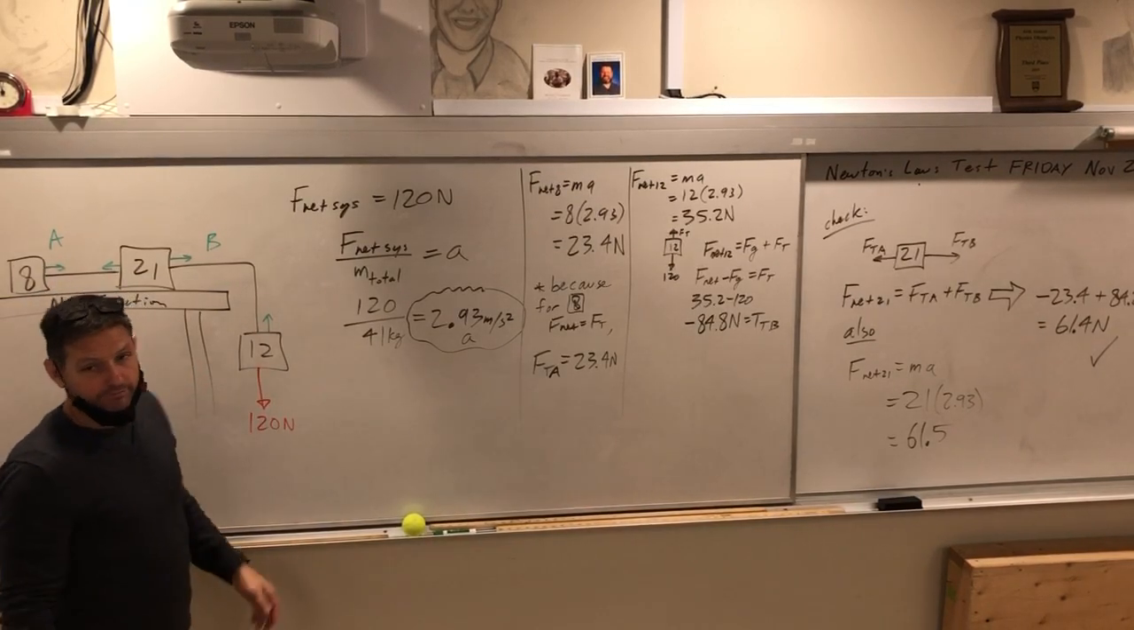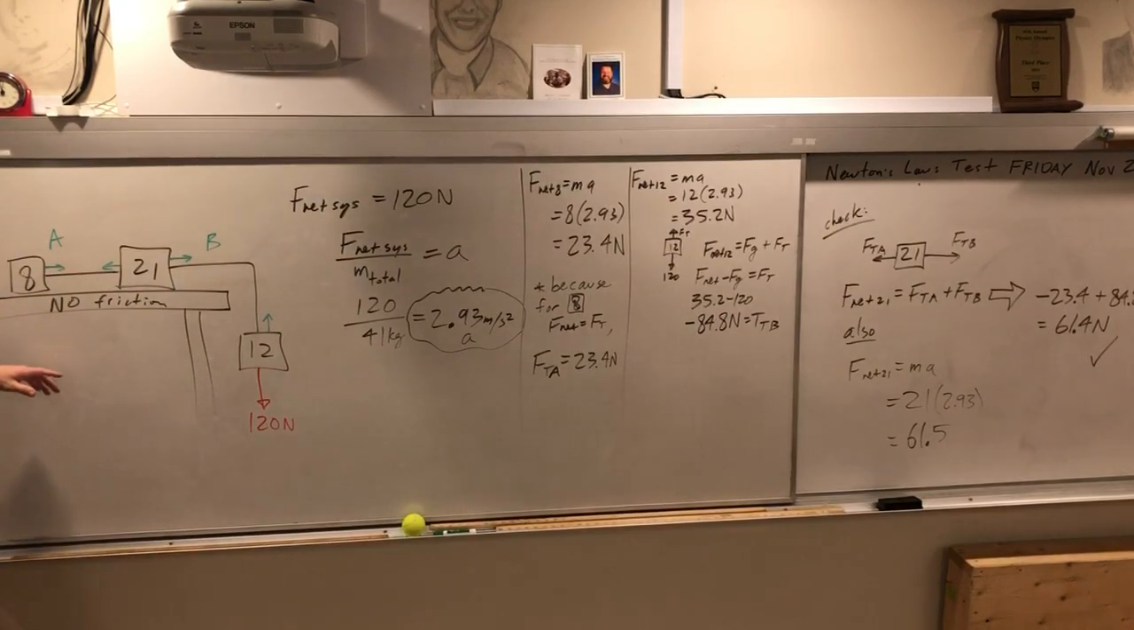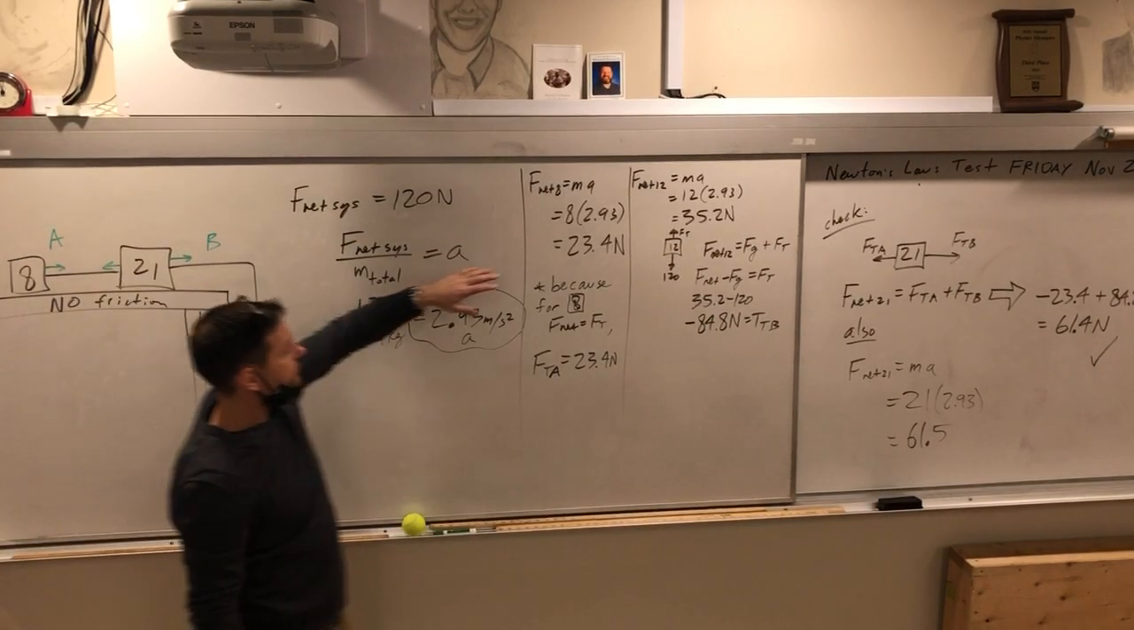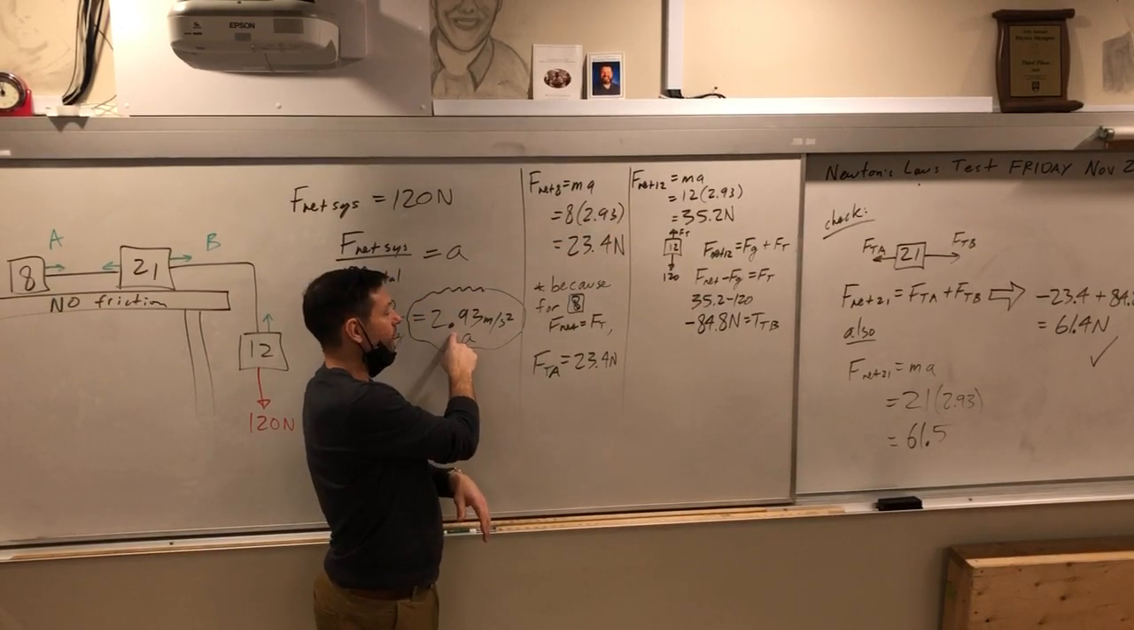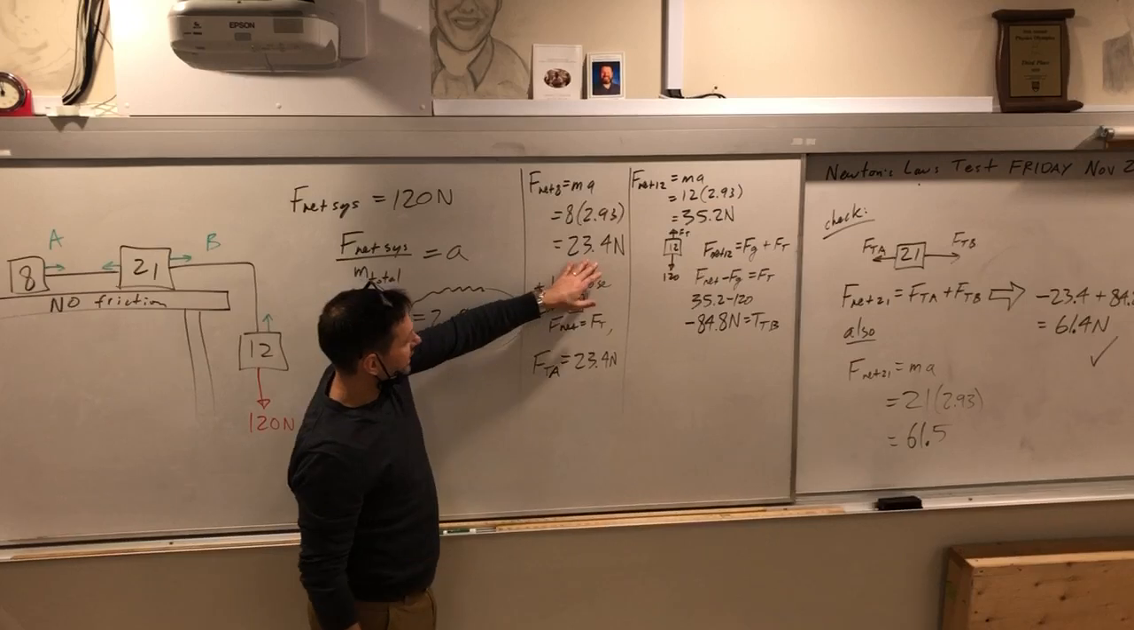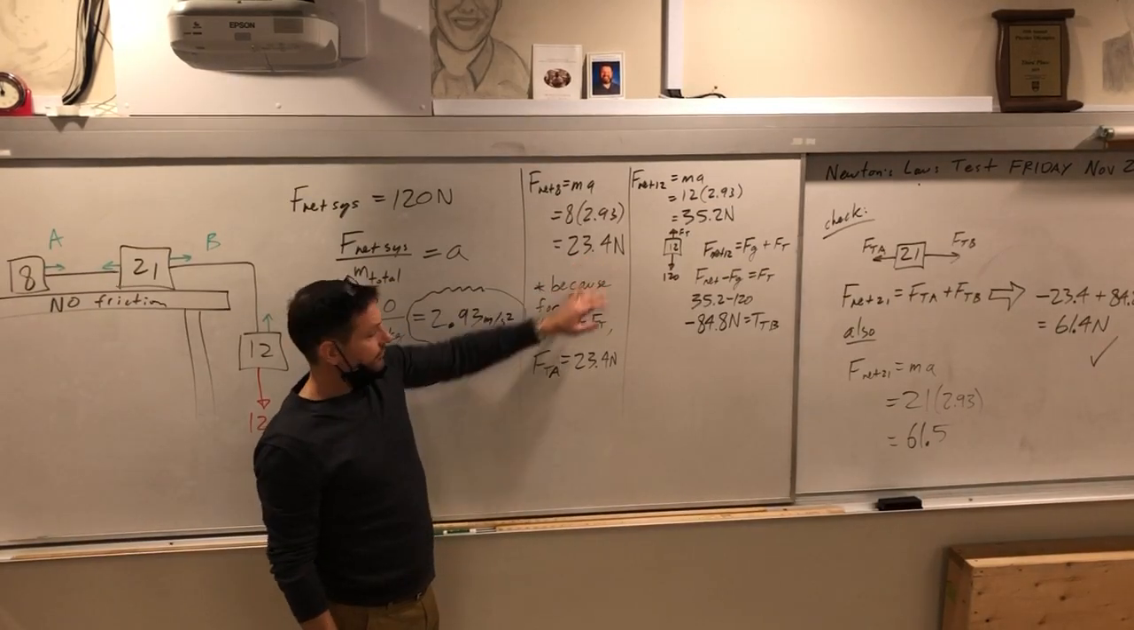So then we pick a block. You could pick any block, but I picked this one because it's the easiest, because there's no friction. So the only force producing the net force on the 8 kilo block is this tension force here. So we just did the 8 kilos times the acceleration, which we calculated before, and we get that net force.